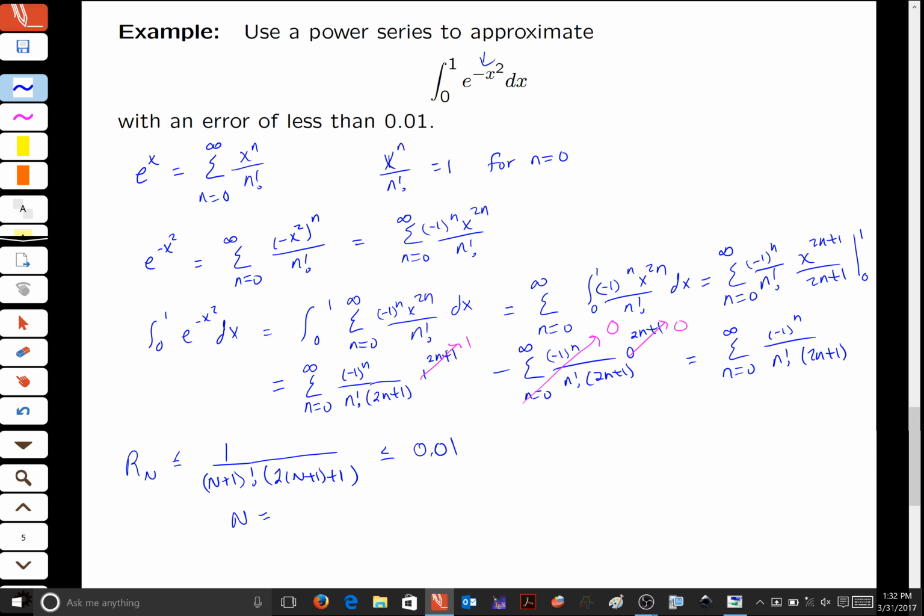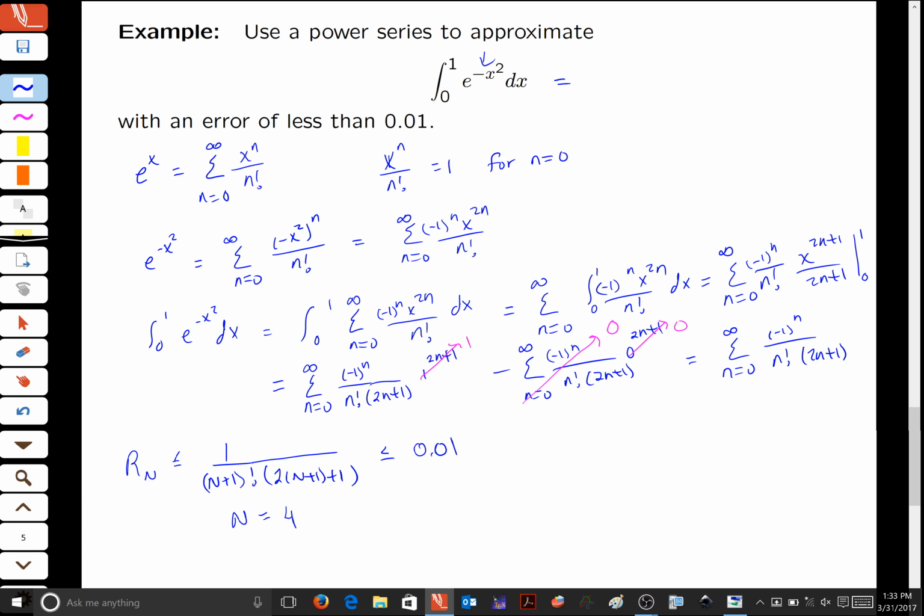I actually did this last night. I got n equals 4. Now what did you guys get? You can put it in a spreadsheet in Excel. I got n equals 4. What does that mean? I have to add up the first 4 terms.